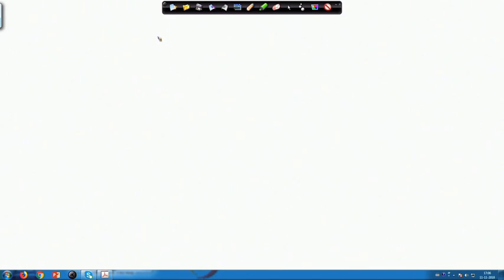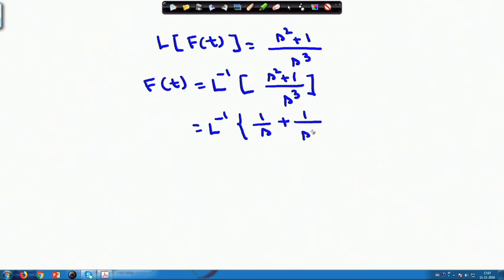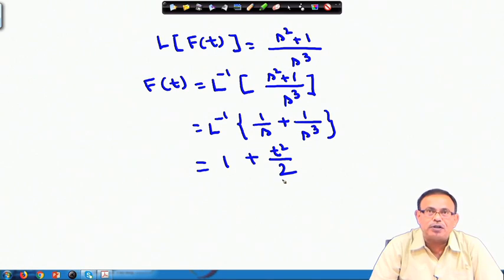In the next step we can write the Laplace transform of f(t) equals s square plus 1 by s cube. So, you can find f(t) as the Laplace inverse of s square plus 1 by s cube. I can write this as the Laplace inverse of 1 by s plus 1 by s cube. For the function 1, the Laplace transform is 1 by s. Similarly, for 1 by s cube, the corresponding function will be t square by 2. So, the value of the function f(t) equals 1 plus t square by 2, for which the integral equation will be satisfied.